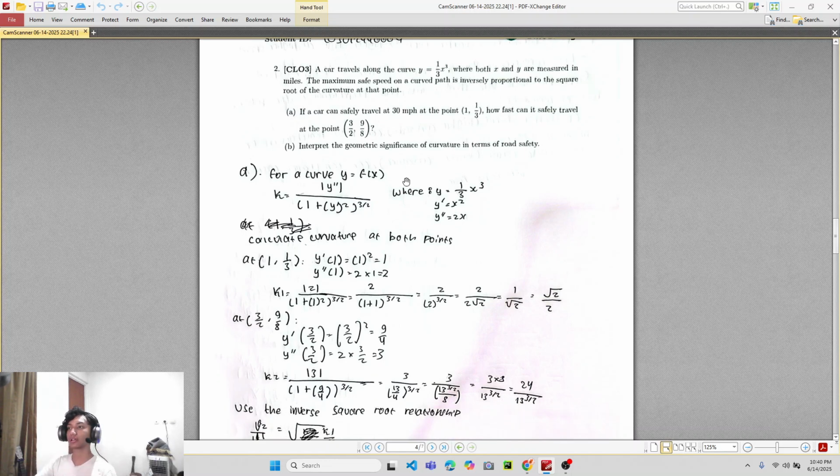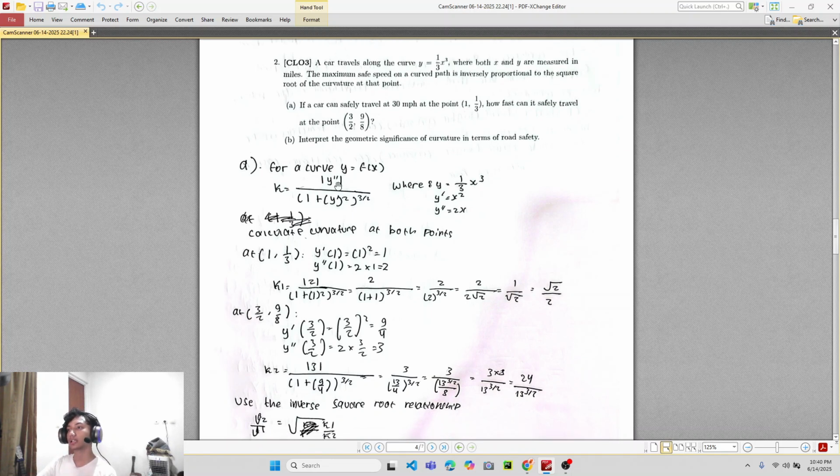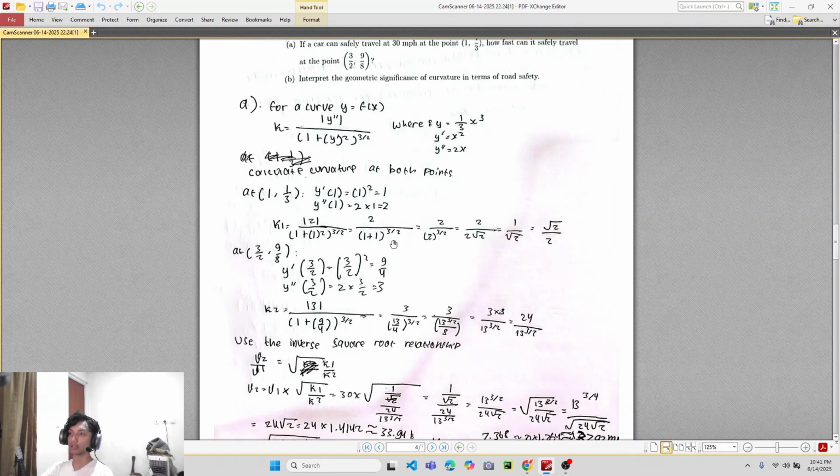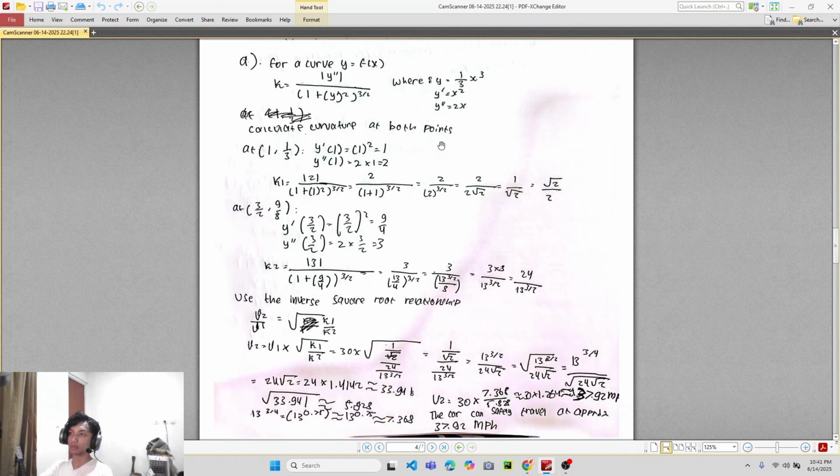So for a curve y equals f(x), the curvature k here is the absolute value of the second derivative y'' over (1 plus y' squared) to the power of 3 over 2, where y is 1/3 x^3. We will get 2x for the second derivative. Calculate curvature at both points.